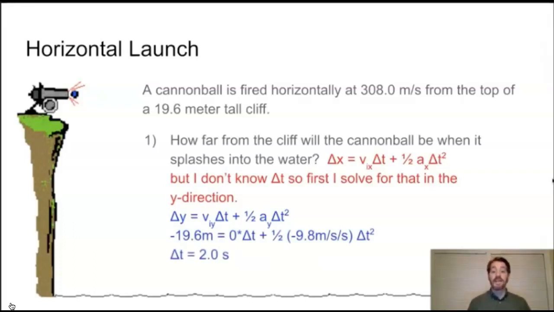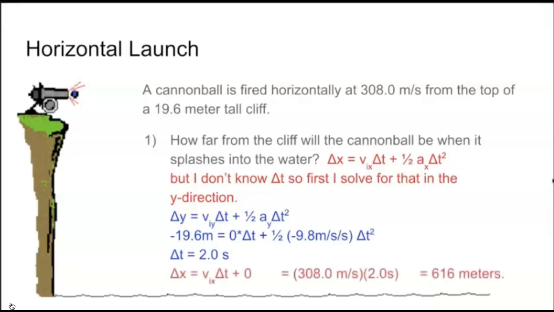I can then say in the x direction, the initial velocity of 308 meters per second times 2 seconds plus the 1/2 acceleration times delta t squared, where the acceleration in the x direction was 0, so that whole part of it disappears. Meaning that how far away this cannonball is from the cliff is just 2 seconds times 308 meters per second. It will be 616 meters away from the cliff when it hits the water.